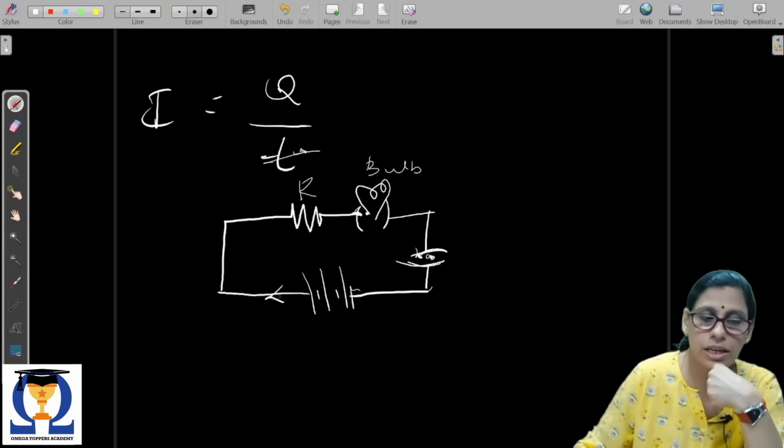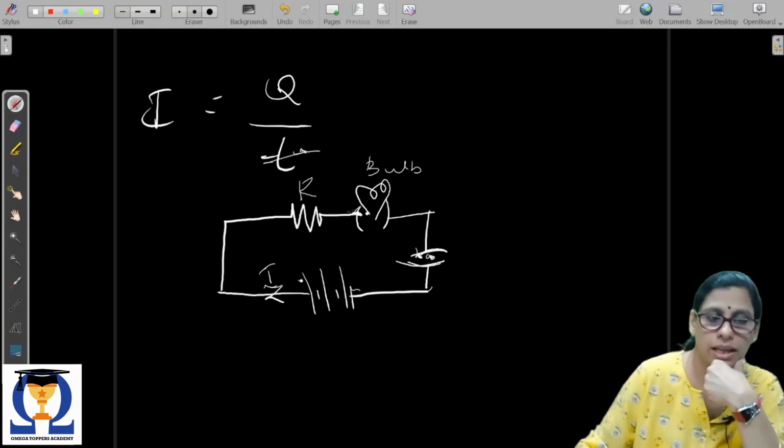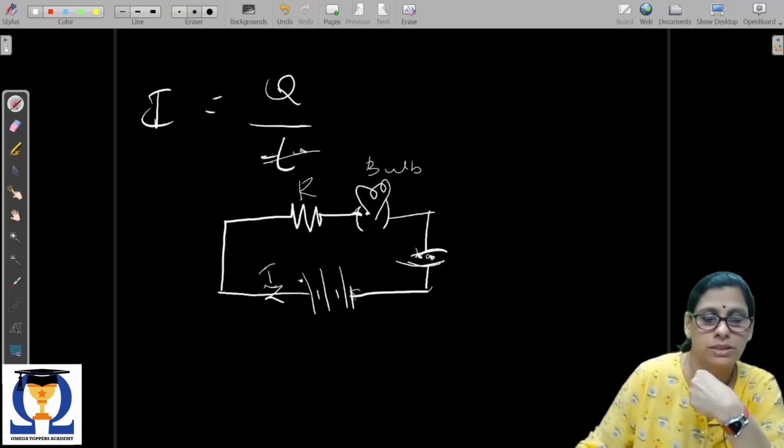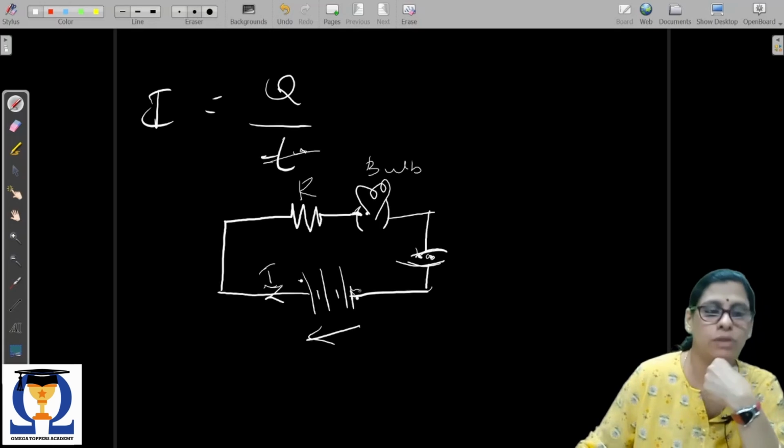Conventionally it is believed that the current I flows from this positive end. The flow of electrons is nothing but the current I. It flows like this and then comes back here. But in actual reality, the electrons, meaning the negatively charged particles, flow from the negative side to the positive side.